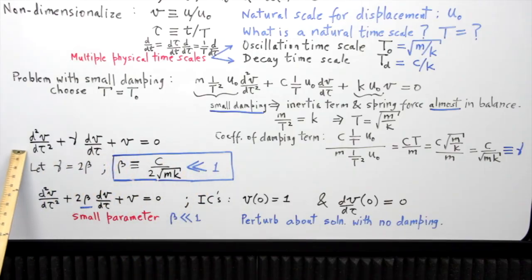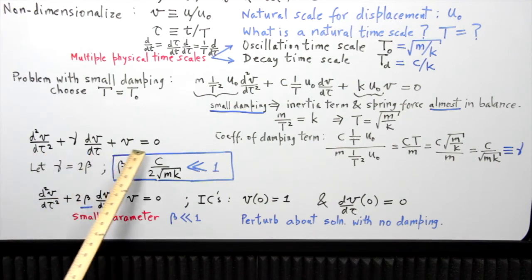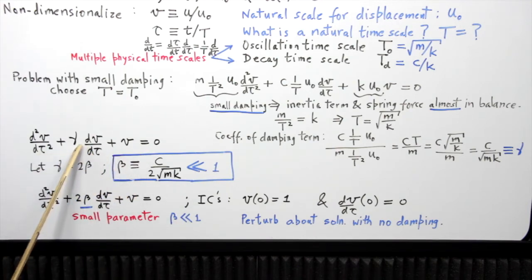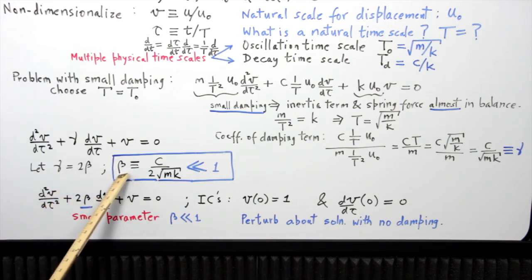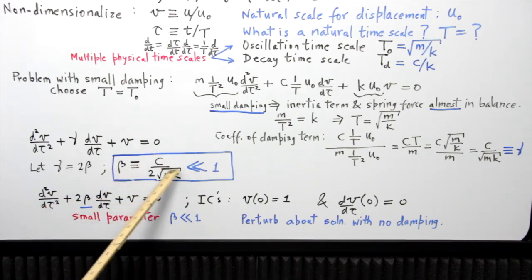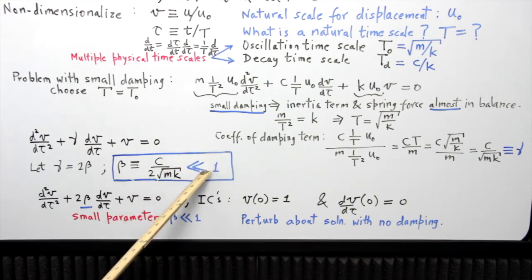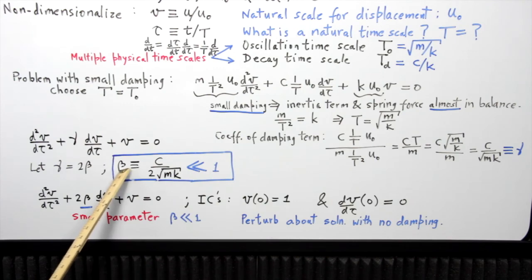So when gamma is very small, we have small damping. The equation in non-dimensional terms can be recast in this way. There is a single coefficient gamma, and it's going to be convenient later to speak in terms of gamma over 2, which sort of naturally appears in the problem. So we redefine gamma in terms of beta. So 2 times beta is equal to gamma. And so in the original variables, beta is defined in this way, c over 2 times square root of m times k, and it's this parameter which is small. So this is the quantity which is going to play the role of epsilon that we mentioned before.